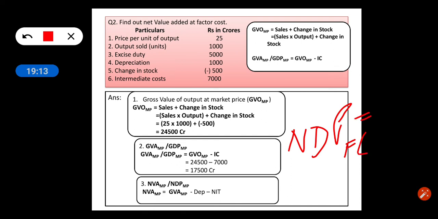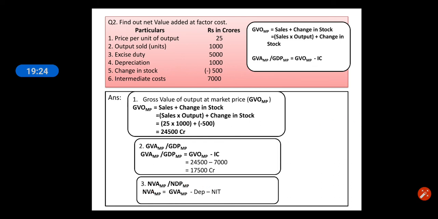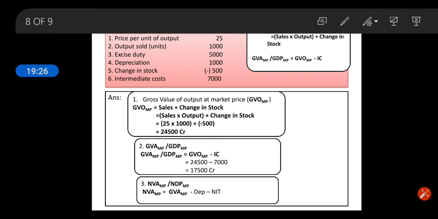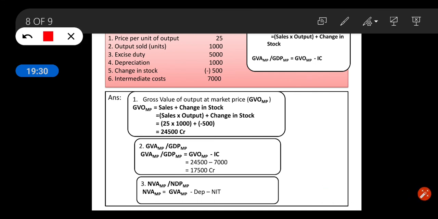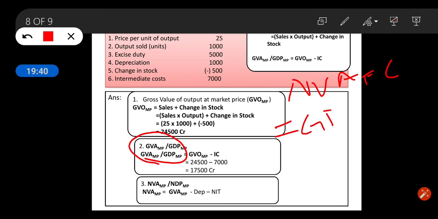It should be FC, okay? All right, we have to find NVA at FC from GDP at MP.